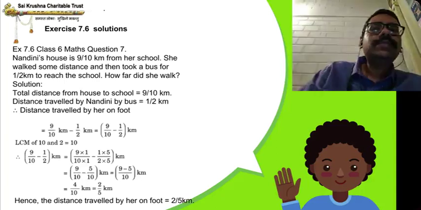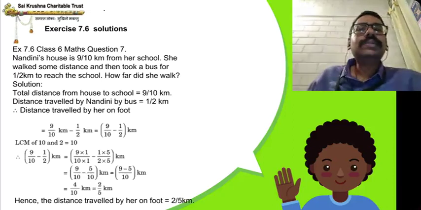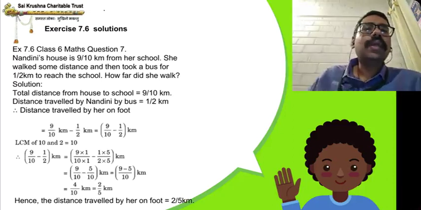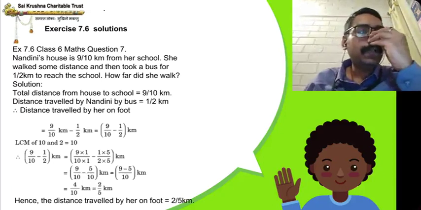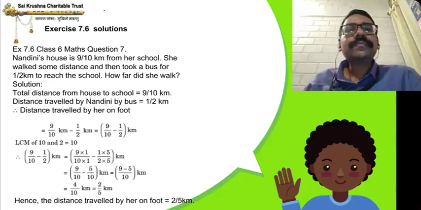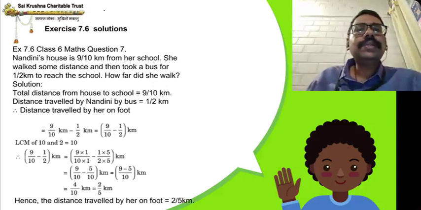So total distance from house to school is what, children? 9 by 10 kilometer. Distance traveled by Nandini by bus is half kilometer. So distance traveled by foot is 9 by 10 kilometer minus 1 by 2 kilometers. So 9 by 10 minus 1 by 2. So what type of fraction is this? Proper fraction.